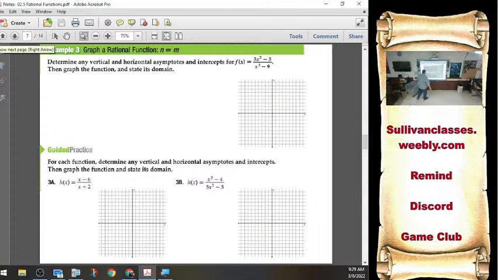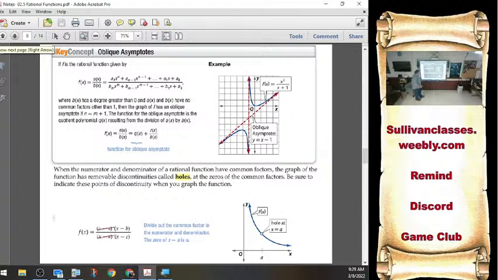Defense. Defense. Negative infinity to -1, union, -1 to 1, union, 1 to infinity. Okay? Bunch of vultures. All right.